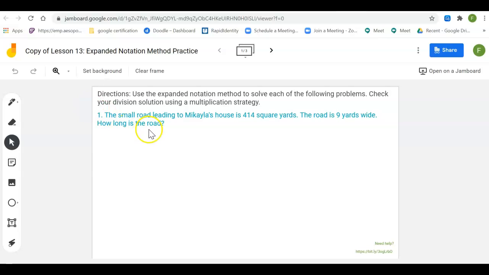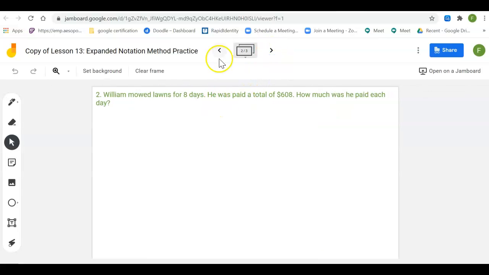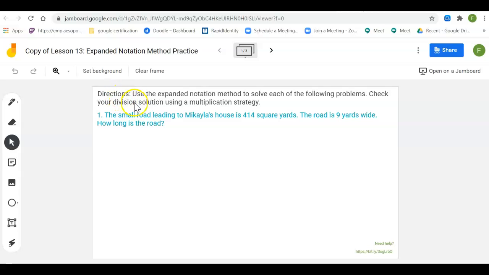For the expanded notation method practice, this is a Jamboard that you're working on first, and it has already been assigned to you by your teacher. So the name of it is right up here at the top, expanded notation method practice. And there are actually two problems on here. You have this first one, and then there's a second one, okay? So the directions for the first one: use the expanded notation method to solve each of the following problems. Check your division solution using a multiplication strategy. The small road leading to Michaela's house is 414 square yards. The road is 9 yards wide. How long is the road? So that's the first one.